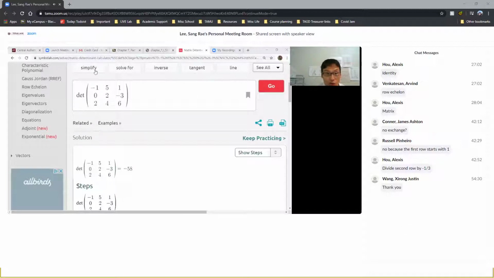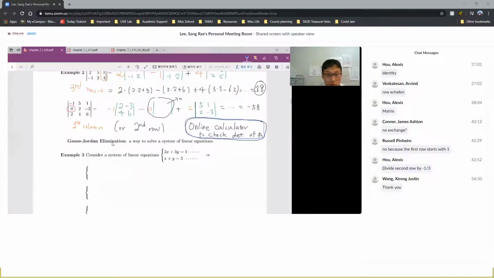Okay, so this is what we have so far. Any question? Are you with me? Yep, we're still with you. Okay, good. So we will see that determinant will give you eigenvalue. And then next question is how to find eigenvector.